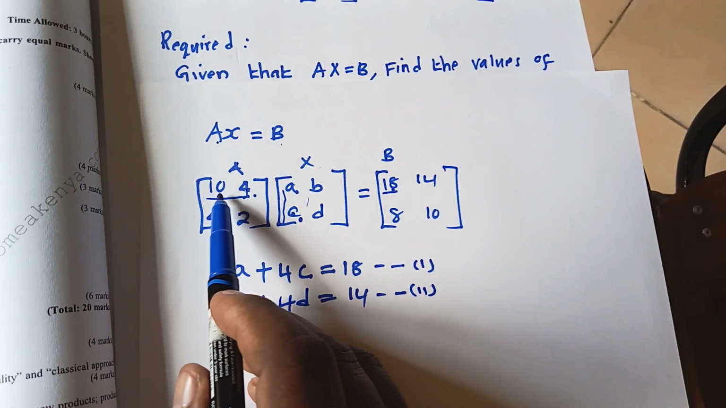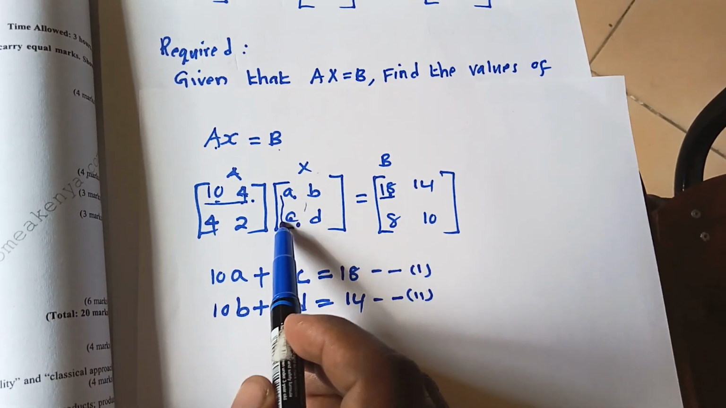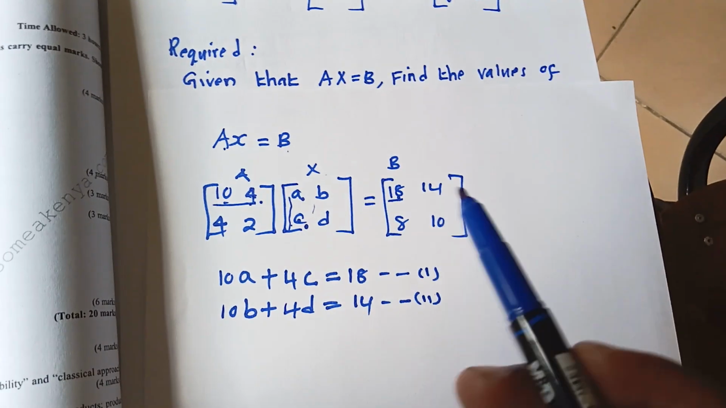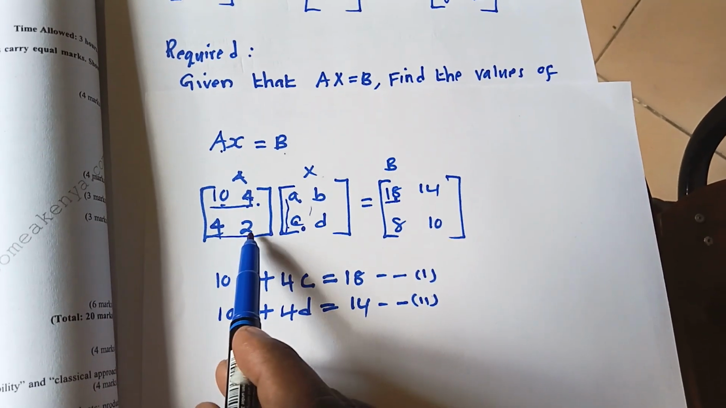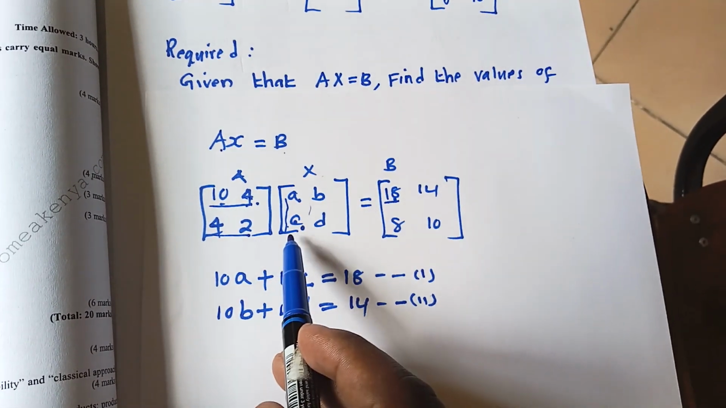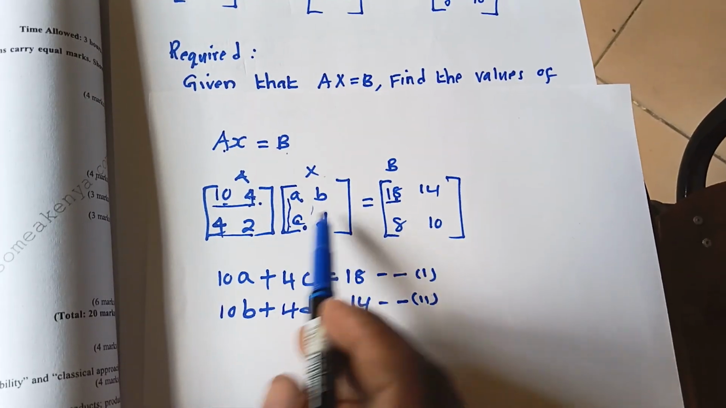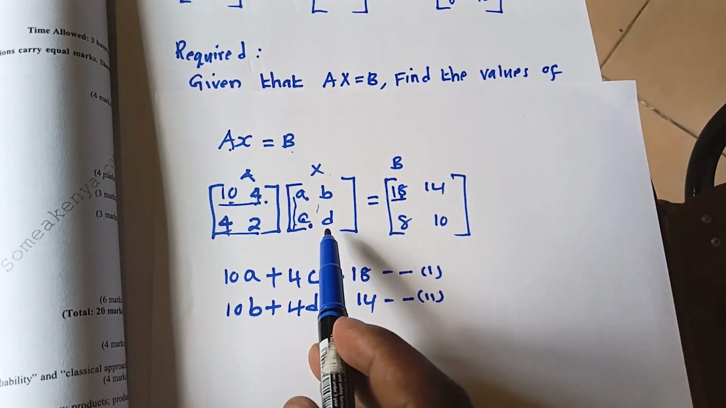Now we are done with the first row, first column, and the second column. So what we are going to do is go to the second row, multiply by the first column, and then take the second row and multiply by the elements on the second column.